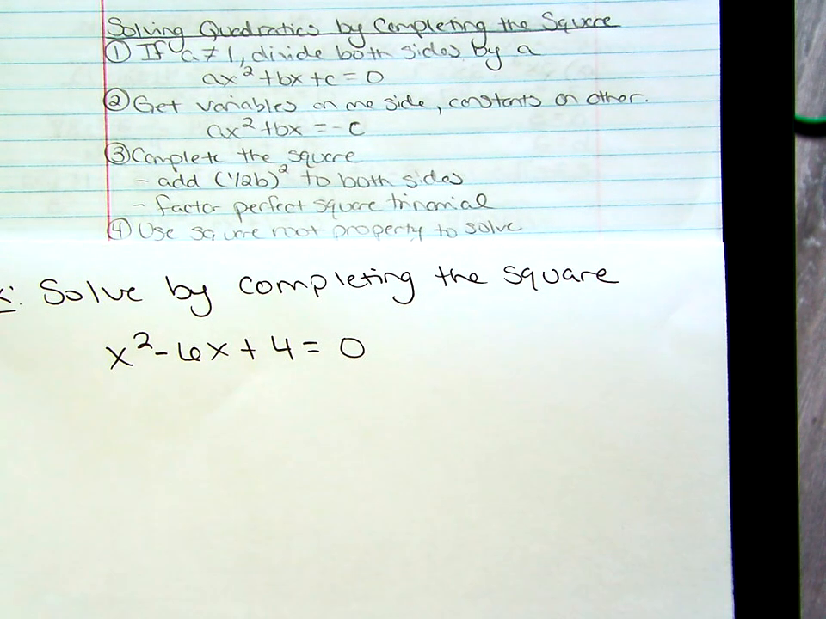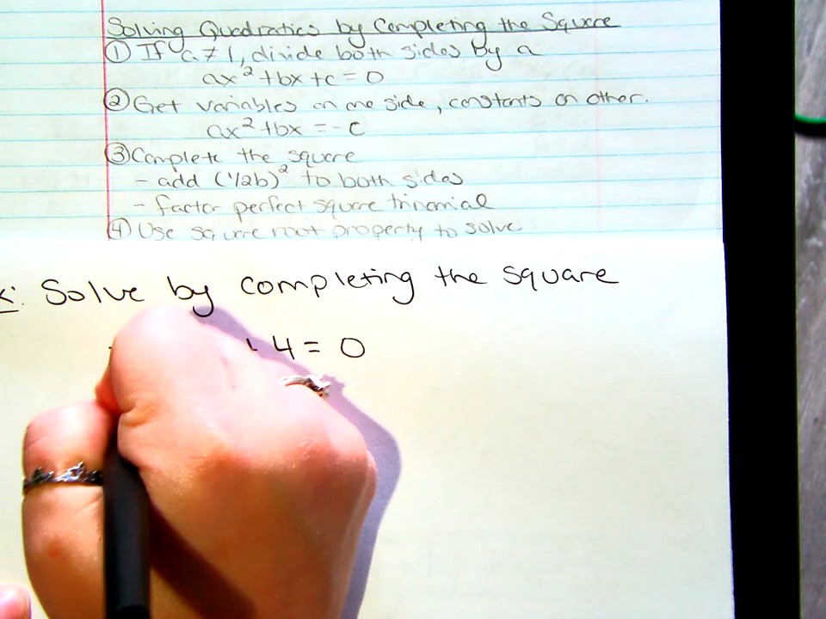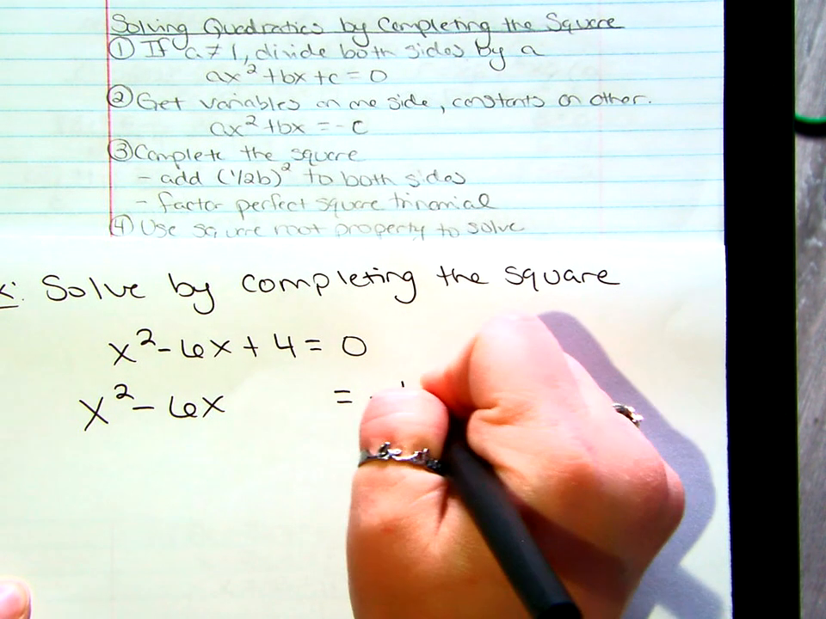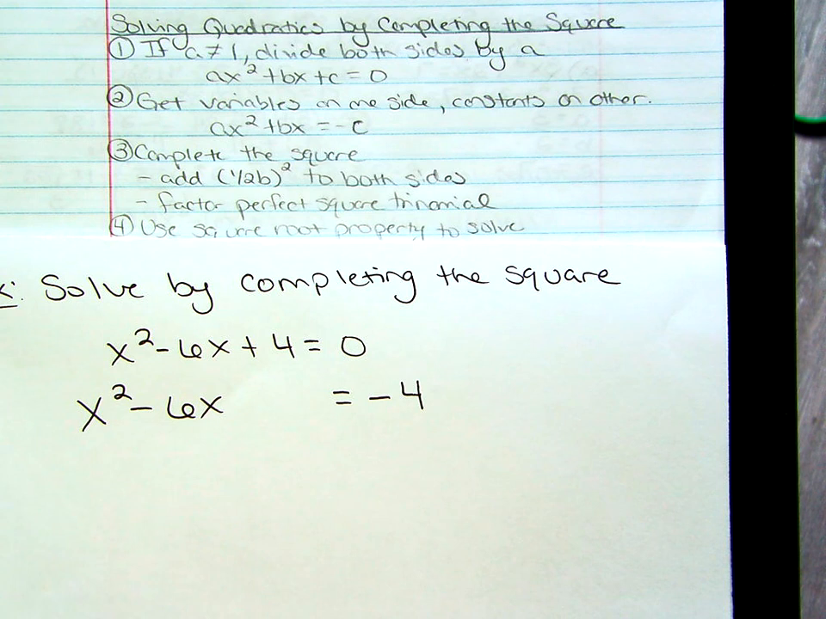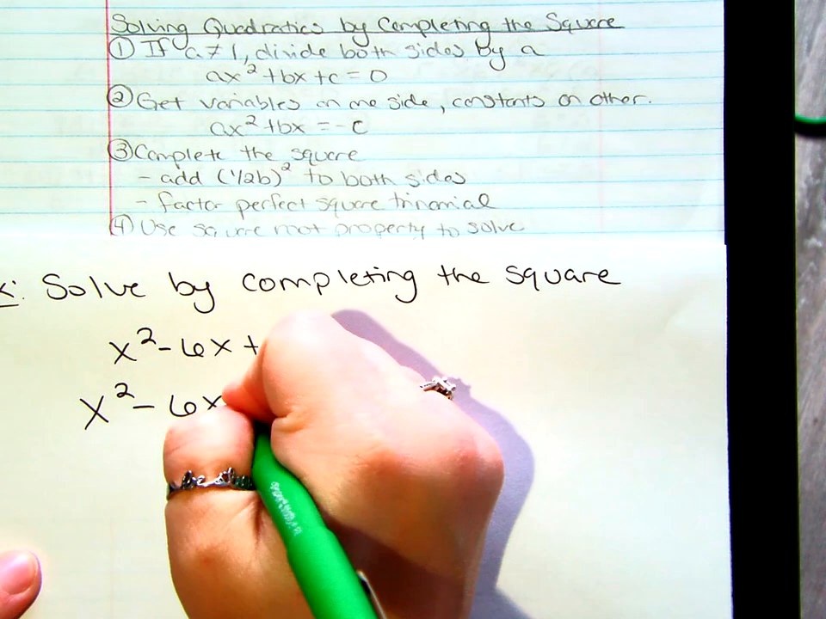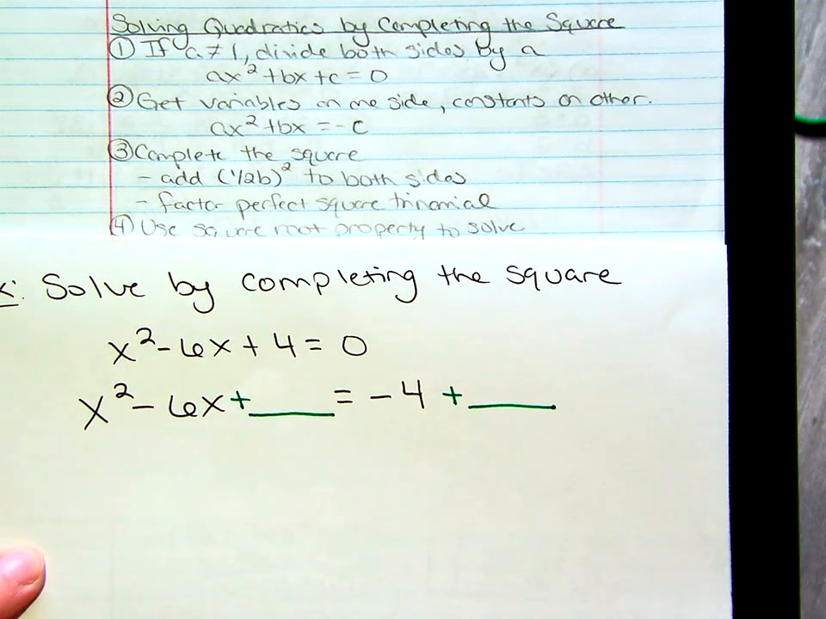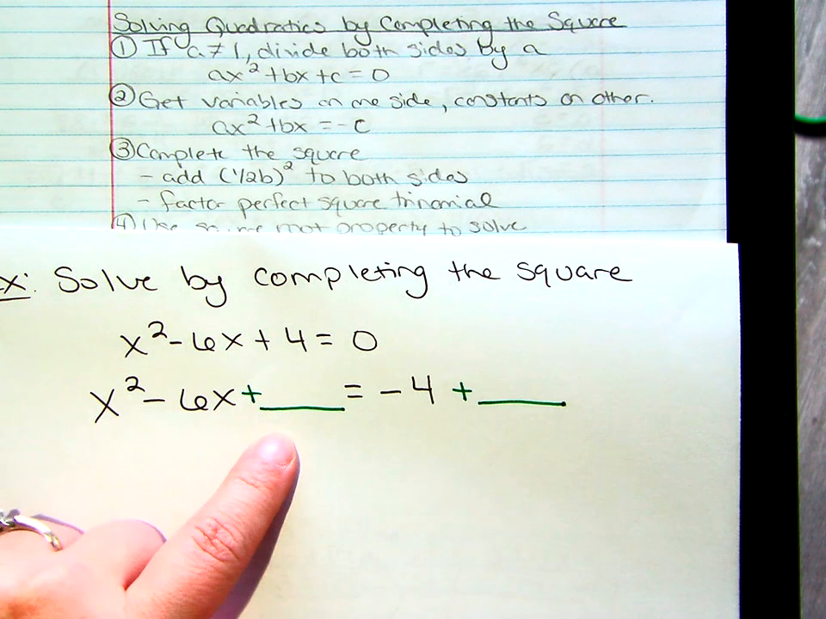So I'm going to have x squared minus 6x, and then I'm going to subtract that 4 over, so I have negative 4. Now, I left a big gap there, and the reason for that is because when I complete the square, I have to add a 1/2 b squared in that spot. So I'm going to go ahead and put plus blank, and I'm going to put plus blank over on the other side too, because that reminds me that whatever I put over here on the left, I have to put over here on the right.